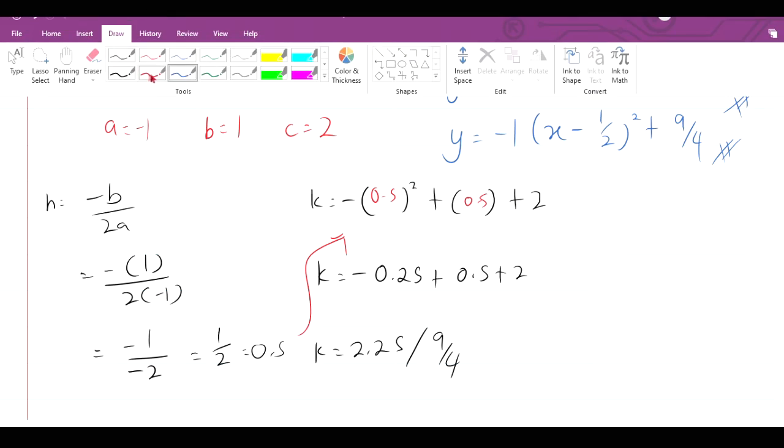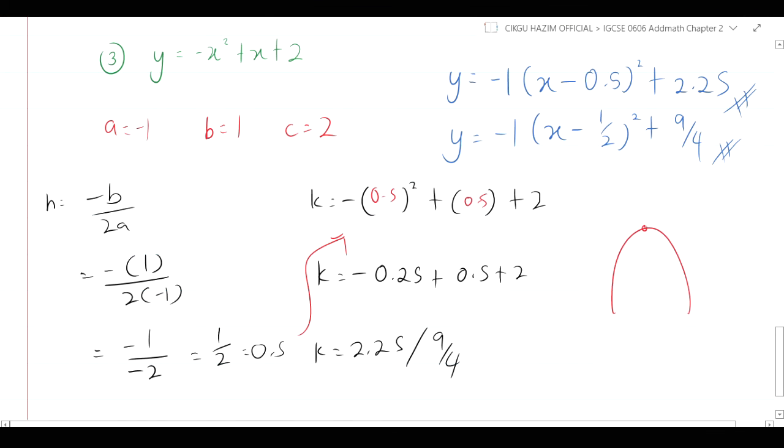And from here, you know that this is a sad face, and the coordinate of the maximum point here is 0.5 and 2.25. So it's that easy. So from here, even if you use this method, your answer is still going to be correct. If you didn't use completing the square, you should get it correct.